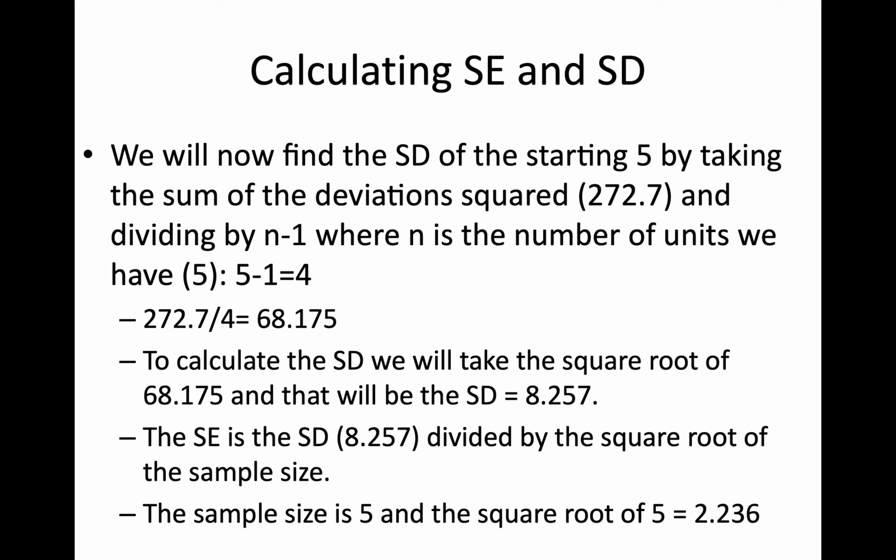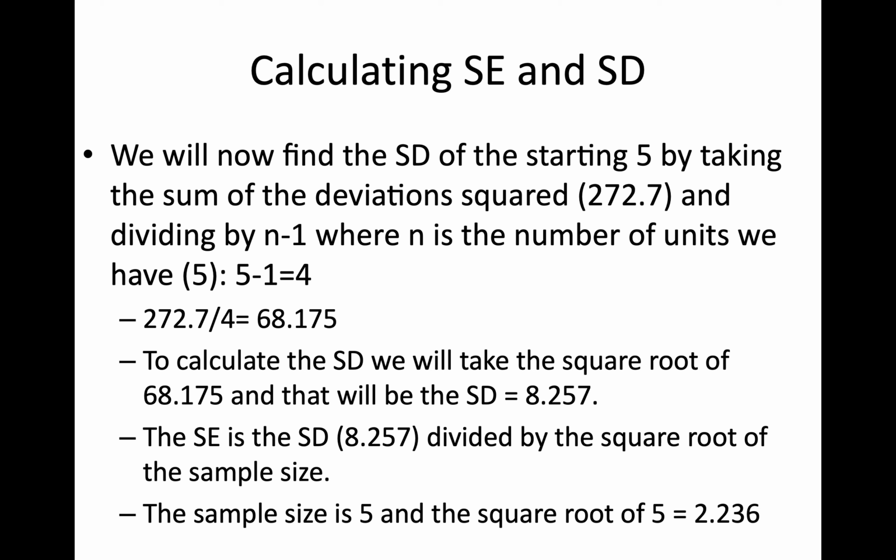We will now find the standard deviation of the starting five by taking the sum of the deviations squared, 272.7, and dividing by n minus 1, where n is the number of units we have, 5. And of course, we'll divide 272.7 by 4, and that'll give us the next figure, and that's 68.175. To calculate the standard deviation, we'll take the square root of 68.175, and that will be the standard deviation. In this case, it's 8.257.